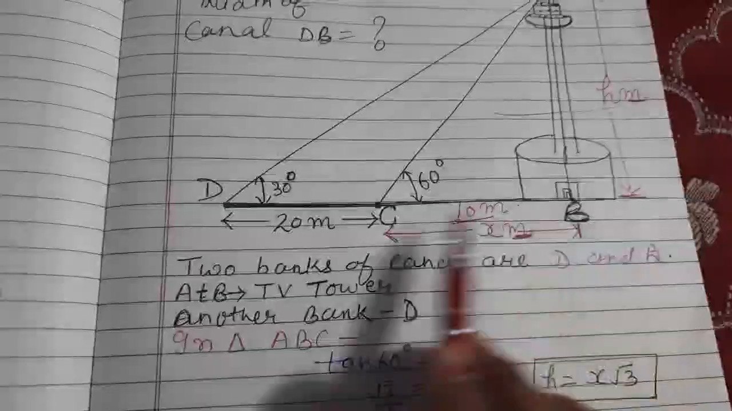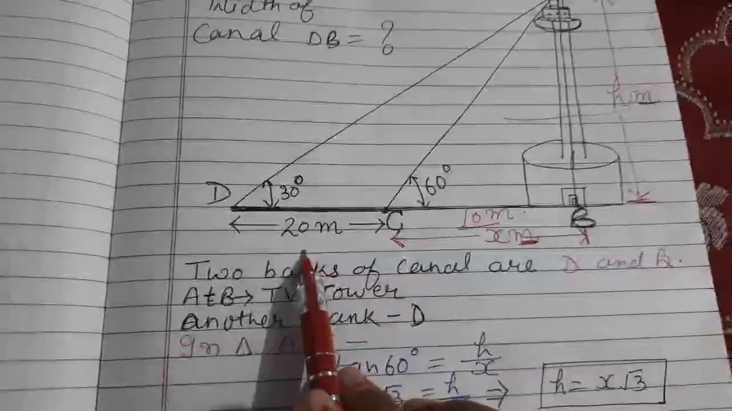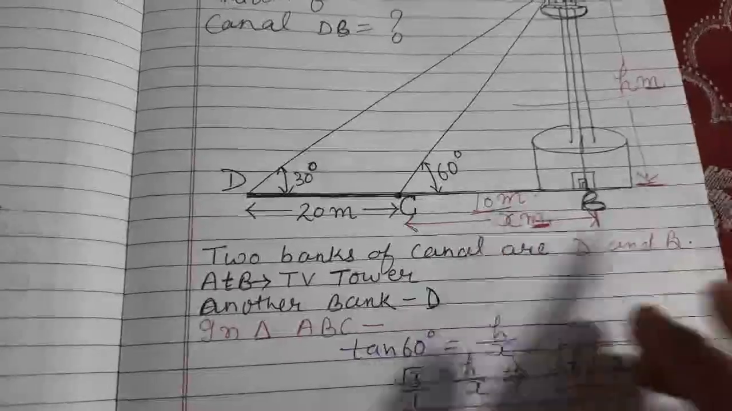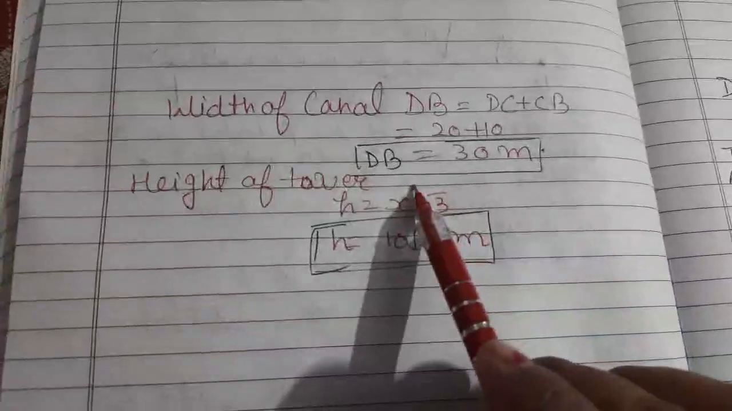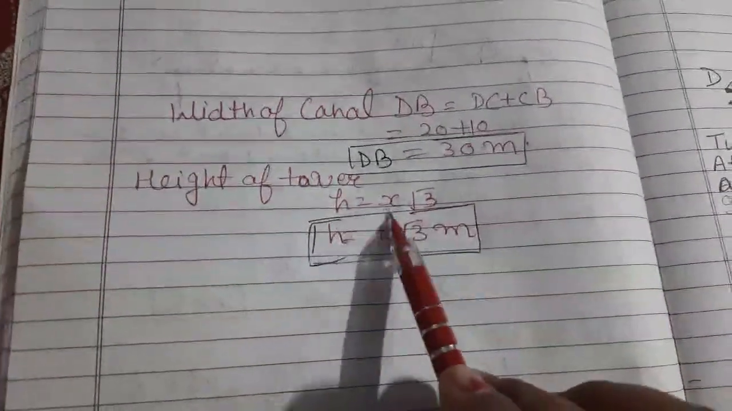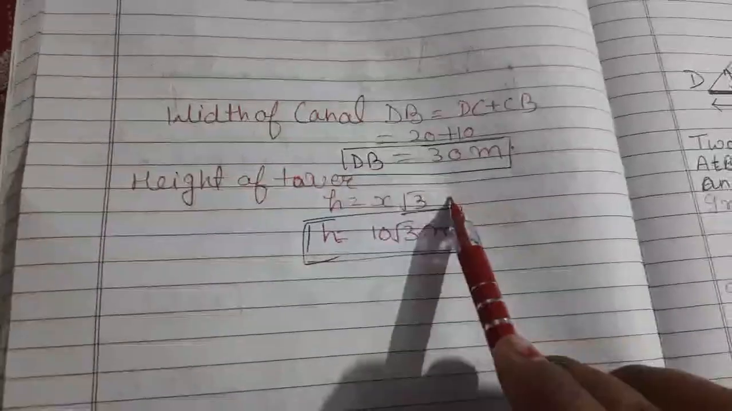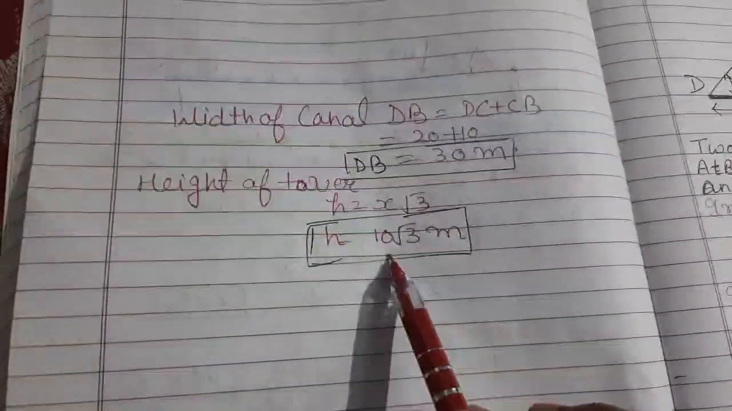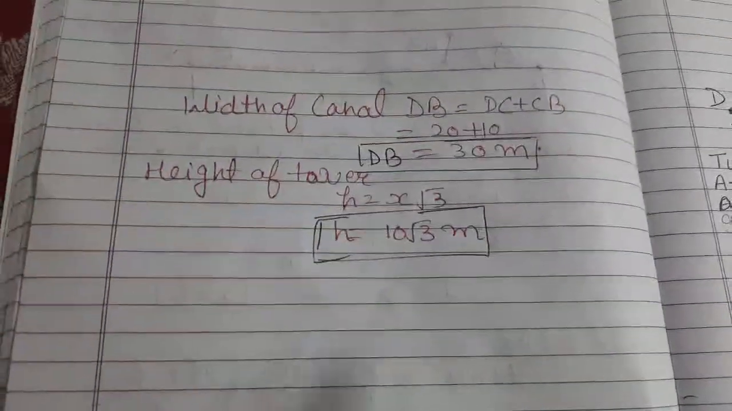So now we can find out the width of the canal. 20 meter plus 10 meter, it means it will be 30 meter. So the width of the canal is equal to 20 plus 10 equal to 30 meter. Height of the tower, H equal to X root 3, so X equal to 10, H equal to 10 root 3 meter. So the height of the tower will be this. So in this way we will solve this question.